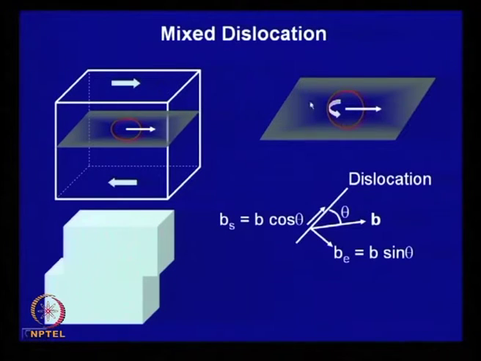Now, suppose this is the slip plane, you look at the dislocation. Take a segment of this, say suppose this is the dislocation direction, the line representing this dislocation, this is the vector that represents the dislocation line, and this is the Burgers vector. If it subtends an angle theta, you can say that the component b cos theta is the screw component of the dislocation. This is the Burgers vector for screw, this is the Burgers vector for an edge dislocation.